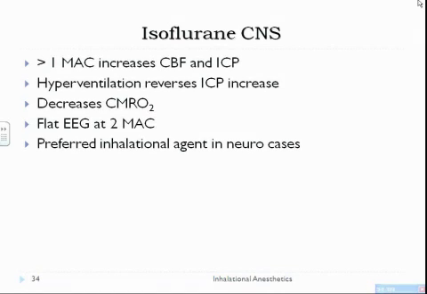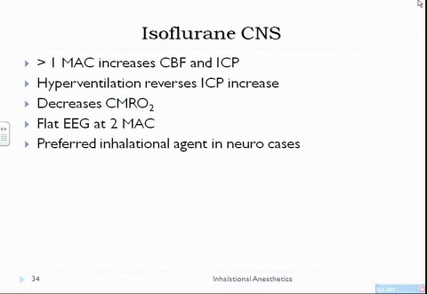It also decreases your cerebral metabolic rate of oxygen consumption, which is what you want. You want the brain to shut down, not use oxygen. You want it to protect the brain. If you go to a MAC of 2, you can flatten the EEG. You go isoelectric, so that means the brain is completely out, asleep. It's really the preferred inhalational agent in all the neuro cases that we use.